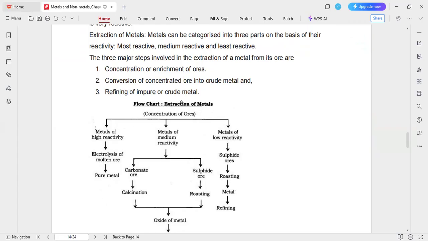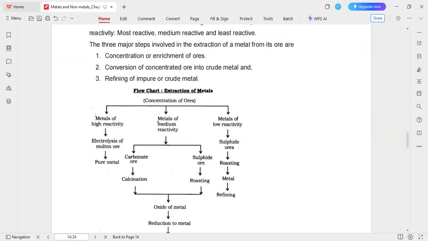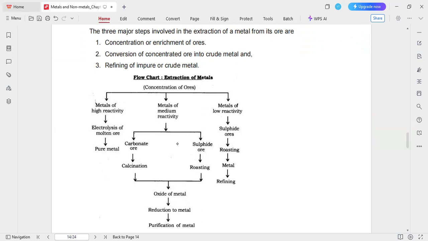Just focus here. The flow chart is very, very important. Sometimes they ask a direct question in the board exam, 3 marks. So we have 3 types of metals actually. Concentration of ore is done for all types of metal. Yes or no?